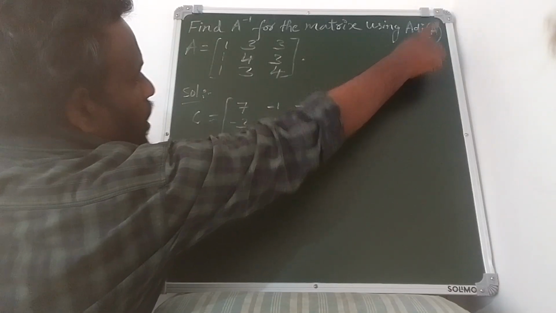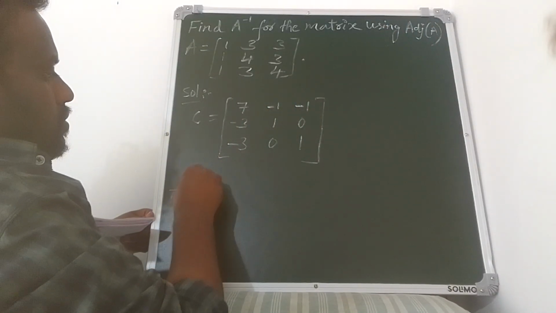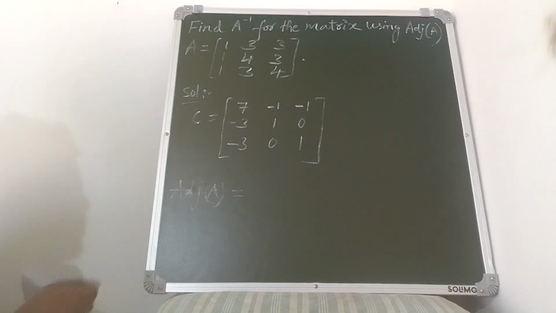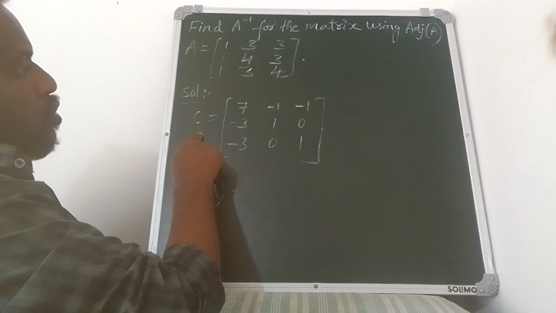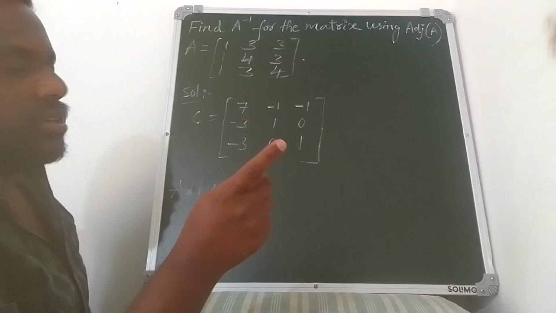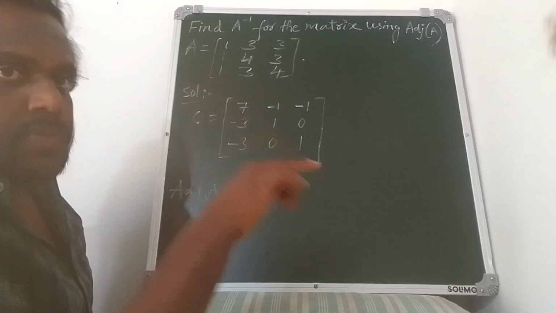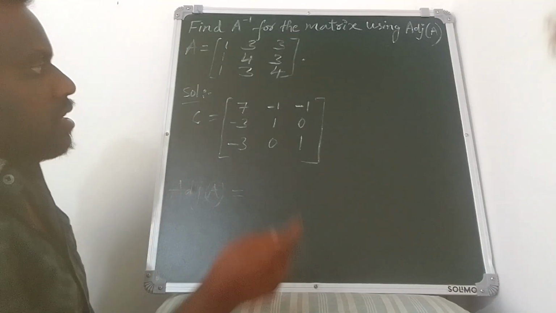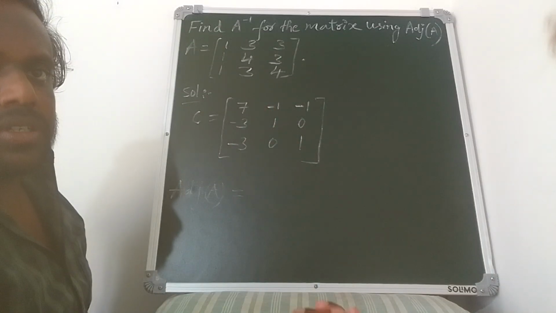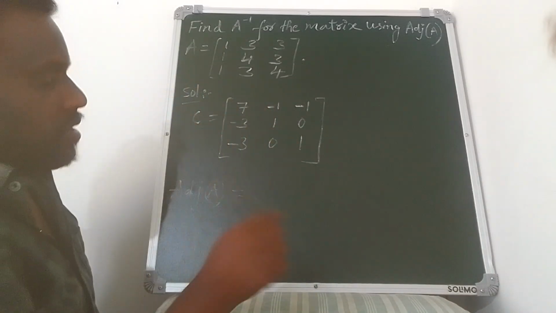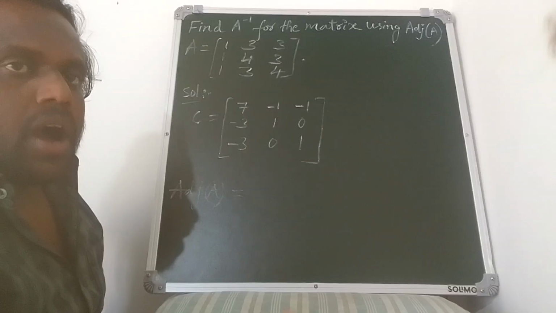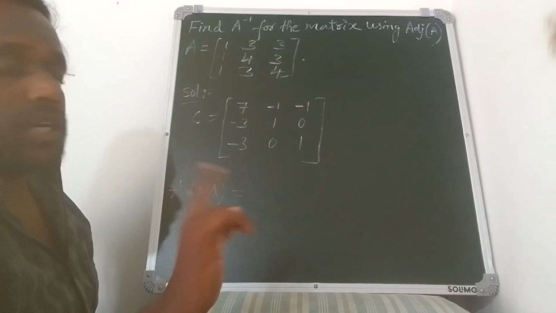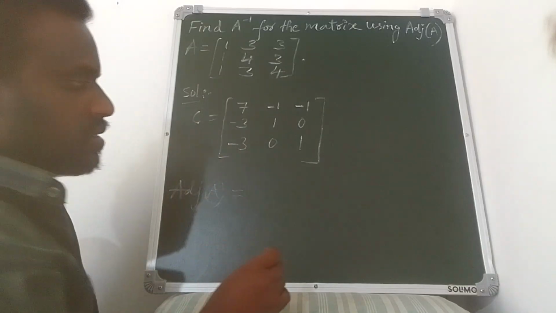Now we can find adjoint of A. Adjoint of A is equal to what? Remember, we have the cofactor matrix. Just the transpose of this matrix will be adjoint of A. Transpose means rows will become columns, or you can change columns into rows. Any one is okay. So that will become the transpose matrix.